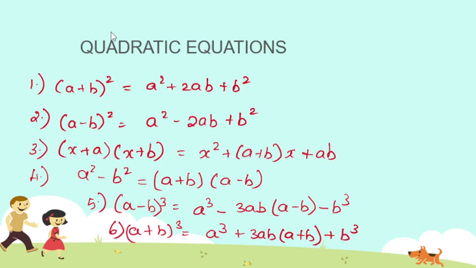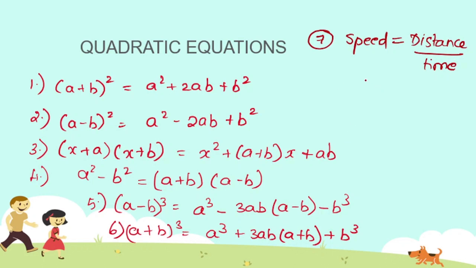Then one more important formula is a common formula that we use in most cases, and it is really important even from a science point of view. I am writing it here as the seventh formula. We say speed, right? So speed is equal to, tell me, what is speed equal to? Speed is equal to distance by time. This is a very important formula that you use for maths as well as physics.